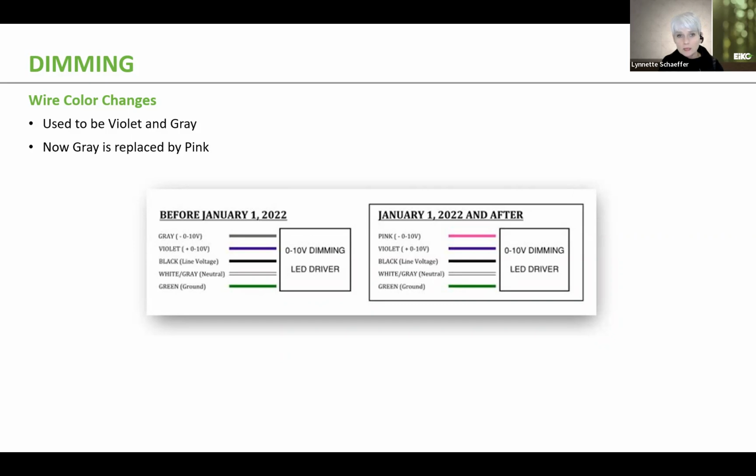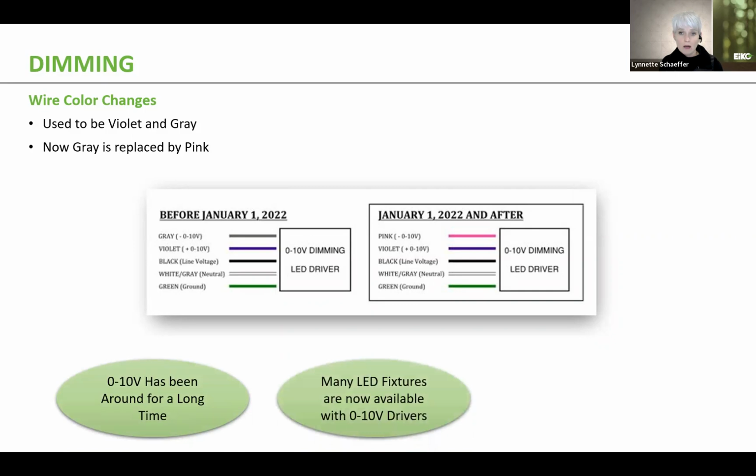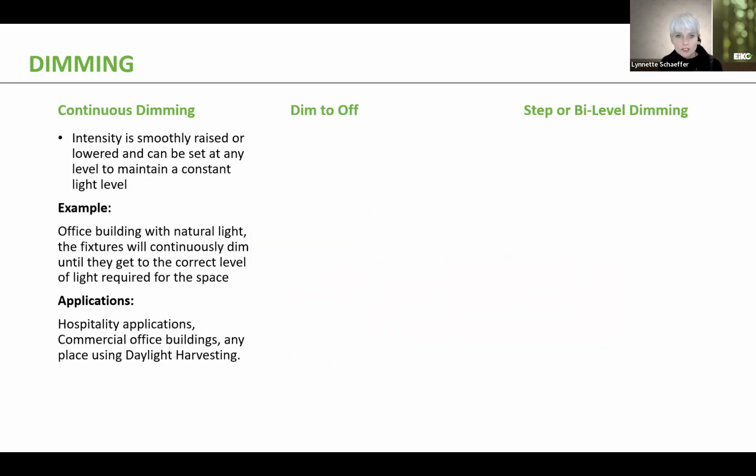Now, the reason that people like 0 to 10 volt dimming is that many fixtures are now available with 0 to 10 volt drivers. And also it's been around for a very long time, and it's a really easy way to dim the light source, especially with LED technology. Now, dimming can be referred to as continuous dimming, dim to off, and step or bi-level dimming.